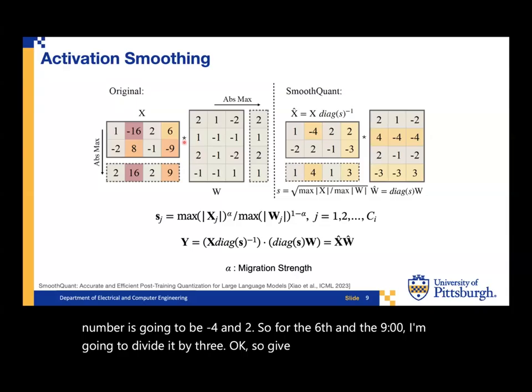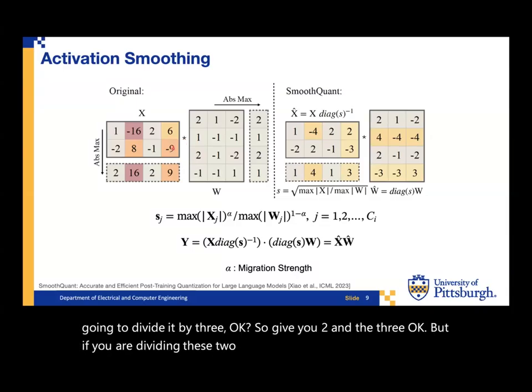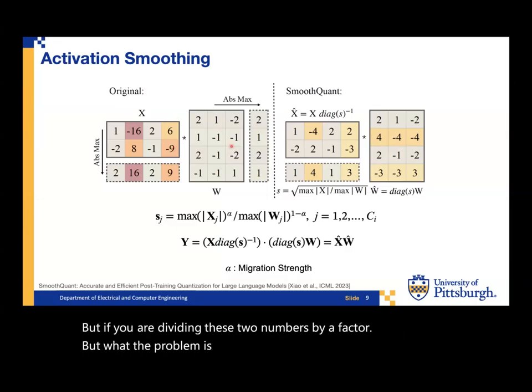But if you are dividing these numbers by a factor, the problem is that now the output of these two matrices is no longer correct, right?